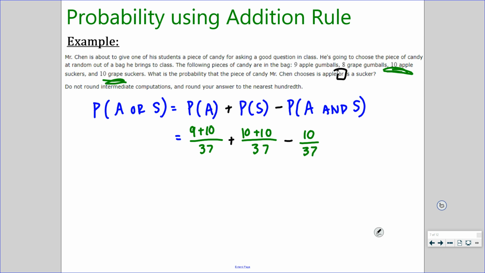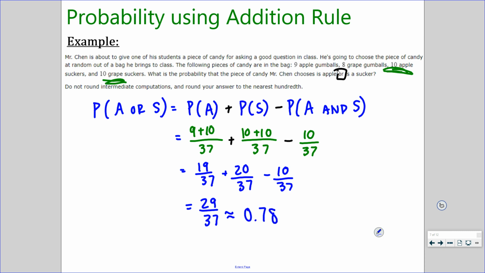Again, I know some of these easier examples, you probably don't need to use the formula. You could literally count which would fall into that category, which one would be apple or a sucker. But this again just shows you that this formula for the addition rule works. All right. 29 out of 37, to the nearest hundredth, is 0.78. He has a 78% chance that the piece of candy he's grabbing is either going to be apple flavored or it's going to be a sucker.